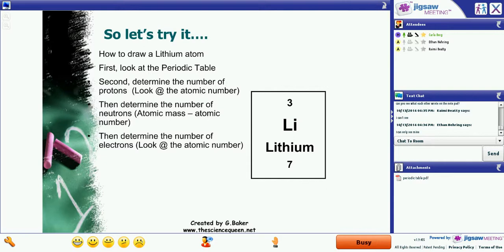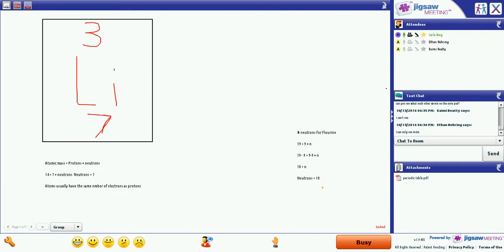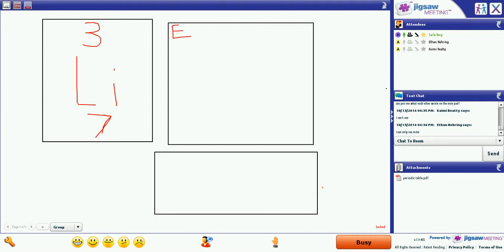Okay, and lithium, I'm going to put this on the whiteboard for you guys. So, oh, lithium's already there. Perfect. So if you flip over to your whiteboard, we'll be able to see this together. So here is lithium. We are going to try to draw the Bohr model for lithium. Now, I'm going to give Ethan a block. And I'm going to give Cami a block.